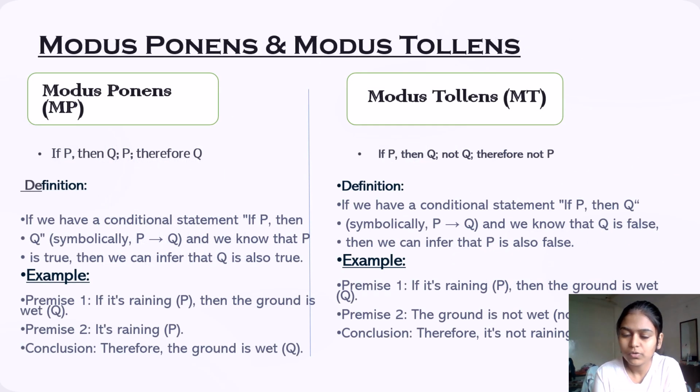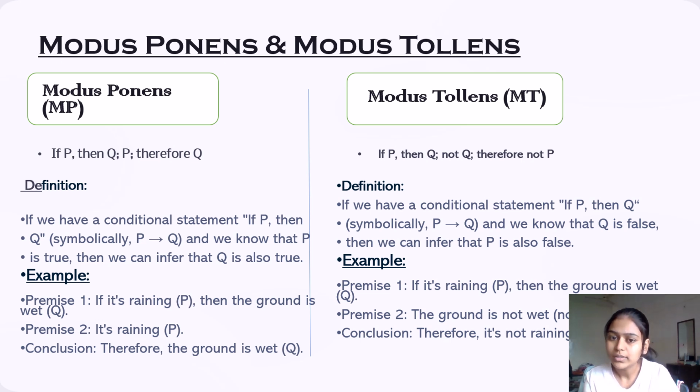Here the third and fourth formulas are modus ponens and modus tollens. We'll see modus ponens first. If P then Q, and P, therefore Q. Definition: if we have a conditional statement, if P then Q, symbolically P implies Q, and we know that P is true, then we can infer that Q is also true. For example, premise 1 is if it's raining, then the ground is wet. Premise 2 is it's raining. Then the conclusion will be therefore the ground is wet.